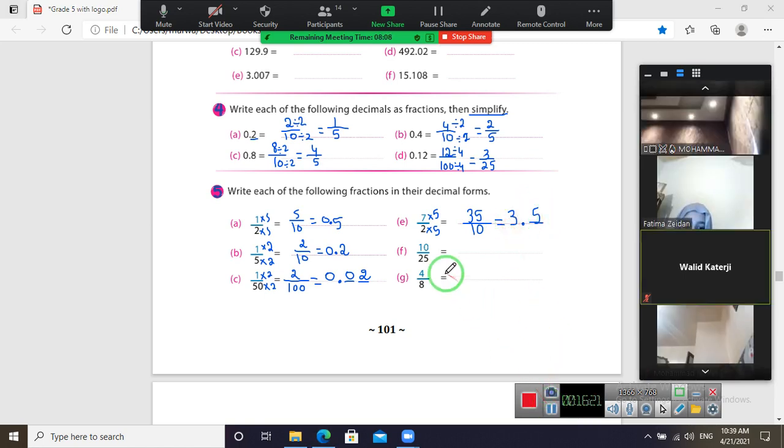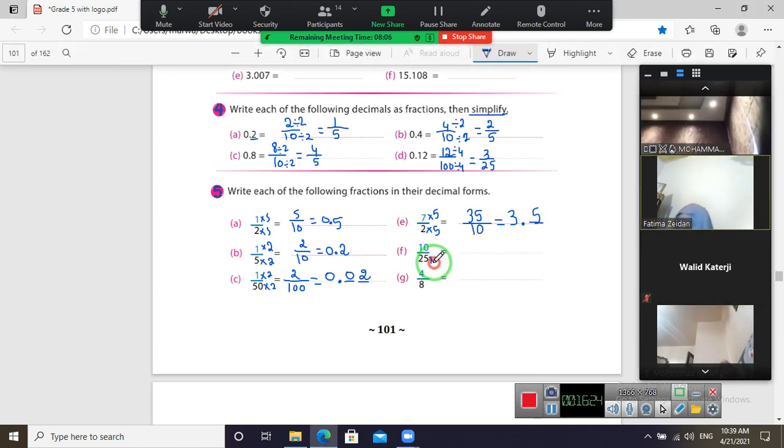Yalla Fatima. 5 times? Times 4 gives me 100. It equals 40. Yes, 40 over 100. It will be 0.04, no, 2 digits after the point. The 40 I will put it here. So it will be 0.4. Also I can cross the last 0.